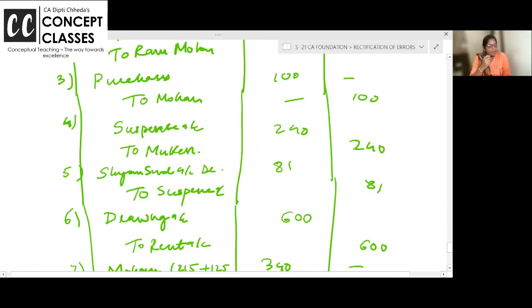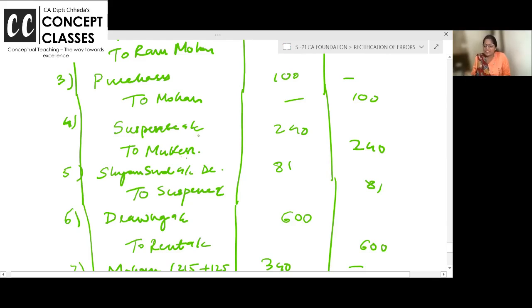Fourth entry. 240 rupees. What happened in the fourth entry? Return of Mukesh. It's a mistake only in one ledger. So now you will rectify it. This is which error? Error of commission. You have posted on the wrong side. Return of 120 from Mukesh posted to debit. It should have been credited to Mukesh. So now if you credit Mukesh, the suspense account is debited.